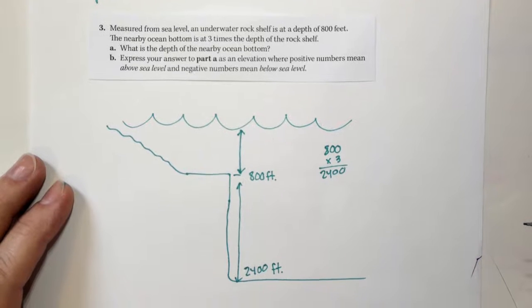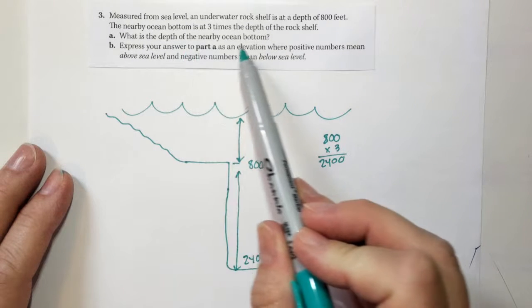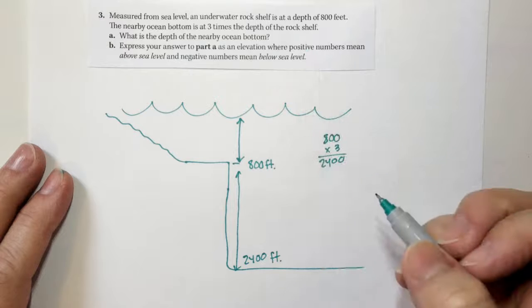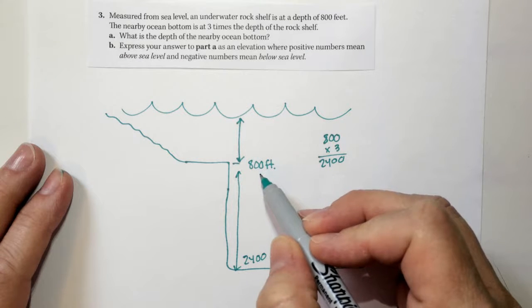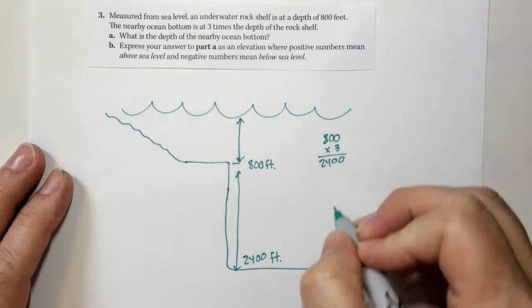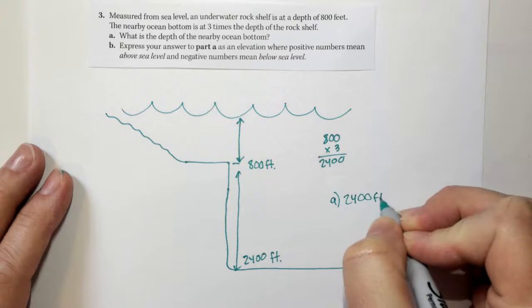Okay, so I just have my picture here. I think I might have answered part A already. What is the depth of the nearby ocean bottom? And I figured it out because it was 3 times the depth of the rock shelf. 800 times 3 is 2,400. So A, the answer is 2,400.